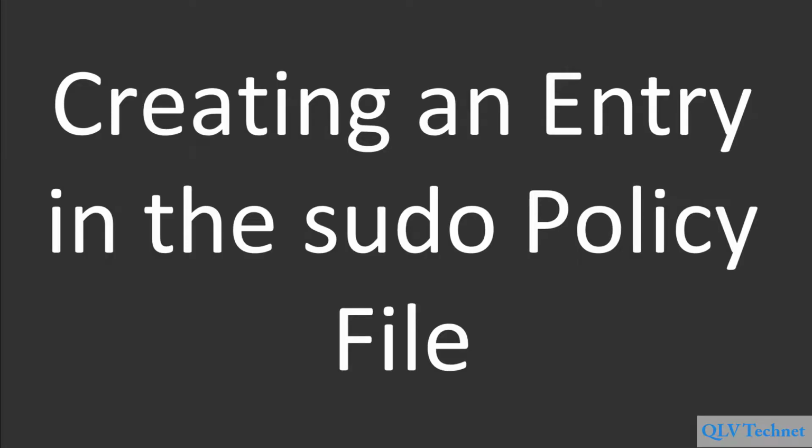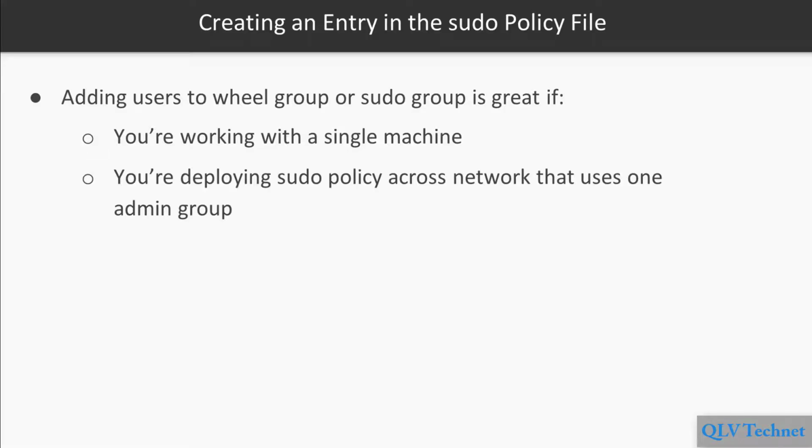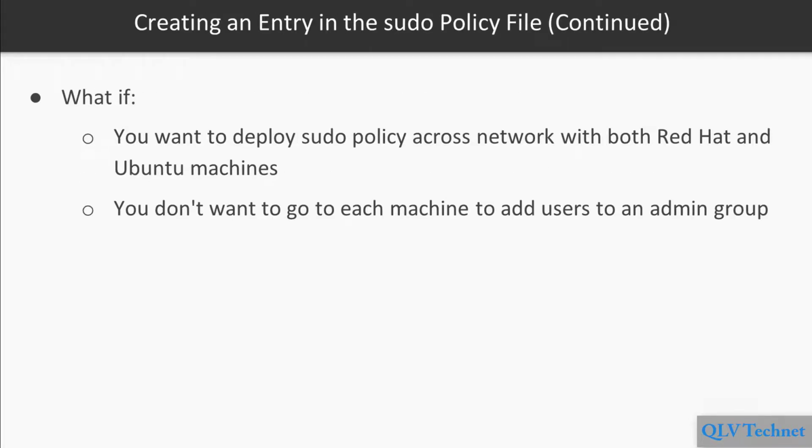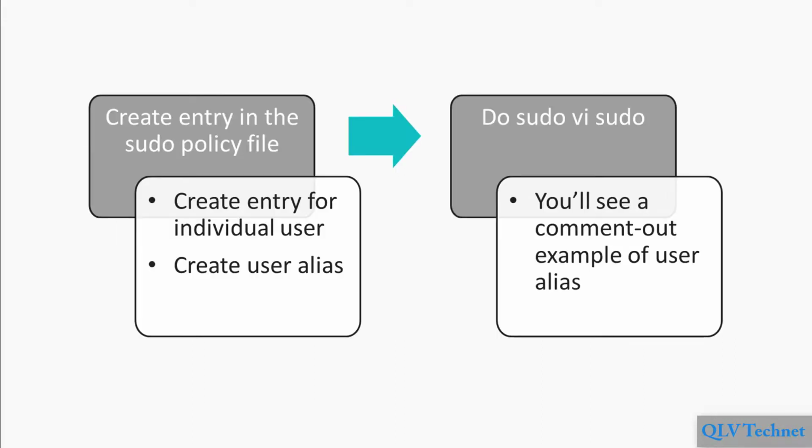Now let's start with method 2, creating an entry in the sudo policy file. Okay, adding users to either the wheel group or the sudo group works great if you're either just working with a single machine or if you're deploying a sudo policy across a network that uses just one of these two admin groups. But what if you want to deploy a sudo policy across a network with a mixed group of both Red Hat and Ubuntu machines? Or what if you don't want to go around to each machine to add users to an admin group? Then just create an entry in the sudo policy file.